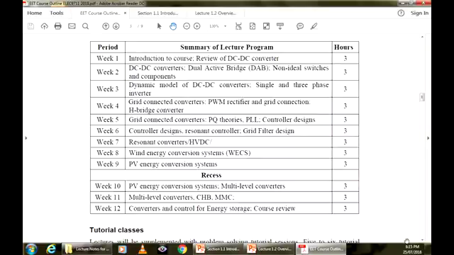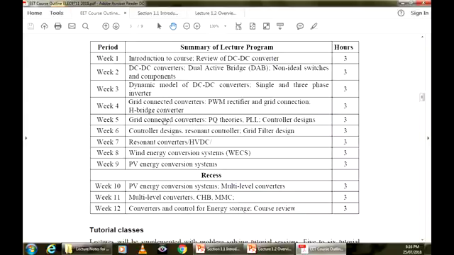We'll go through an introduction to the course, and then an overview of DC-DC converters, then dual active bridge, non-ideal switches and components, how non-ideality of semiconductor switches and capacitors and inductors used in converters affect their transfer functions and their performance and their efficiency. Then we'll look at grid-connected converters. There is something called PWM rectifier, which is not covered in an undergraduate course. Grid connection, H-bridge converter.